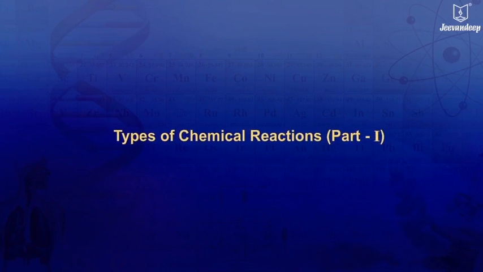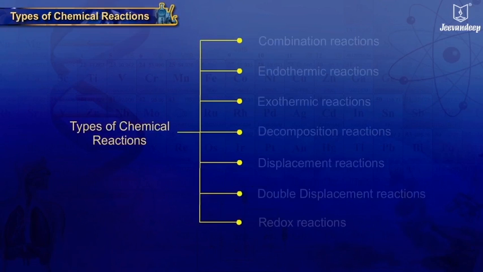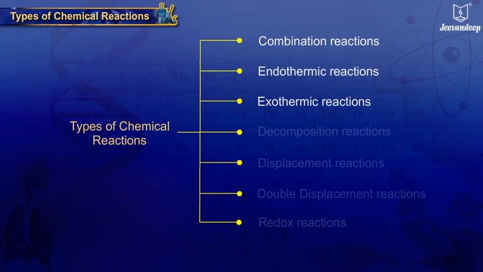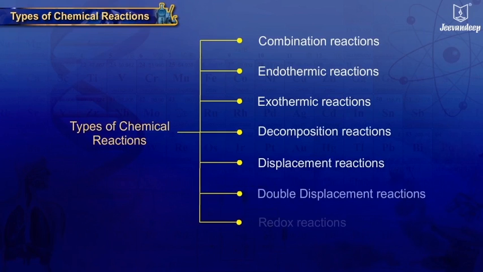Types of chemical reactions. Part 1. Combination reactions, endothermic reactions, exothermic reactions, decomposition reactions, displacement reactions, double displacement reactions, redox reactions.